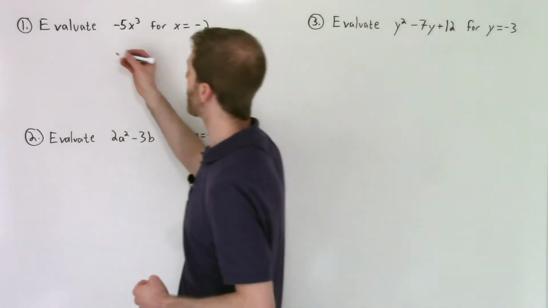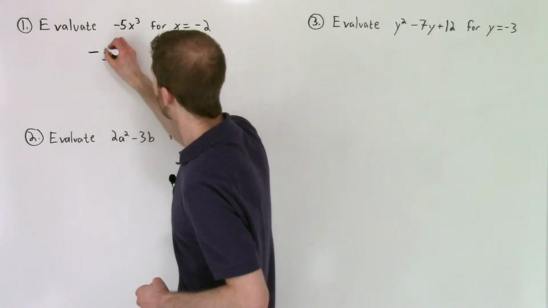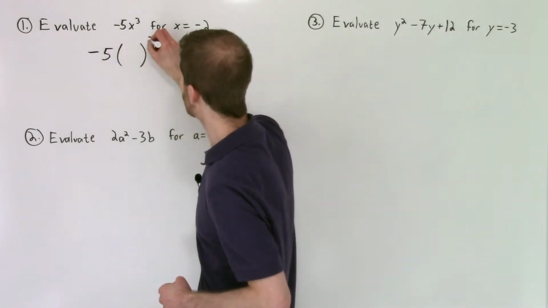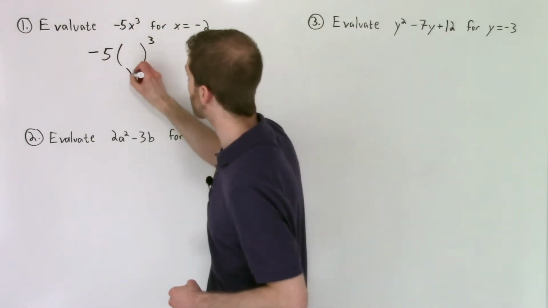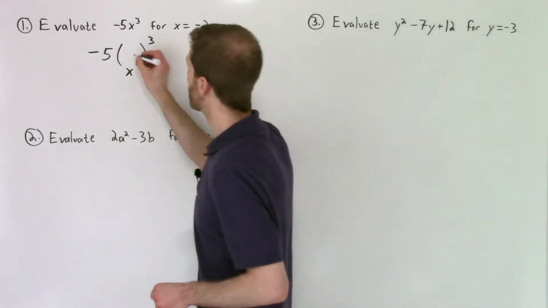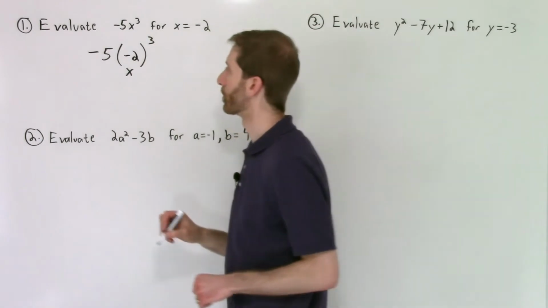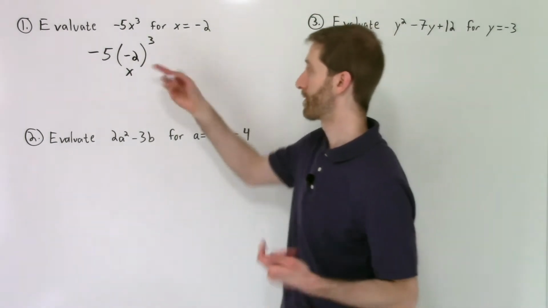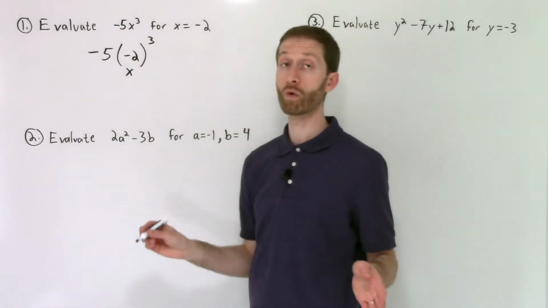So this is really saying -5 times some amount cubed. That some amount is called x. And that x value that we're evaluating for is -2. So we plug -2 in there. Now once we plug that in, we're free to do our order of operations.